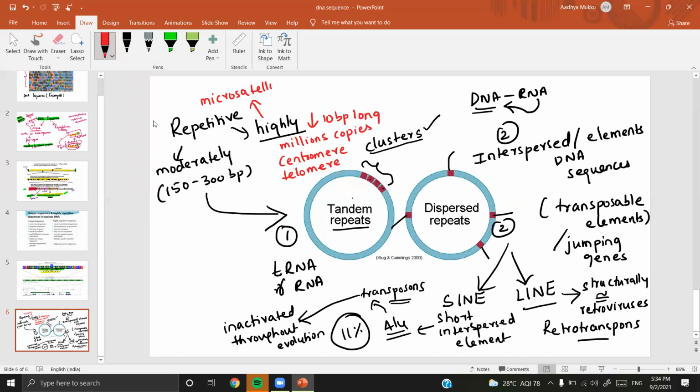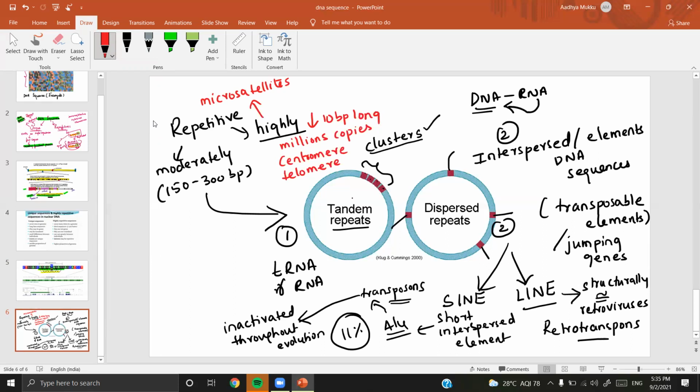Why do we call them microsatellites, children? Because when you subject the DNA to separation by high speed and density gradients, you can see that the tandem repeats are very different from the other sequences. These repetitive units separate just like a satellite. So that's the reason we call them microsatellites.